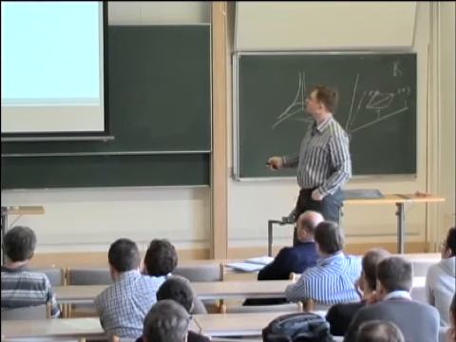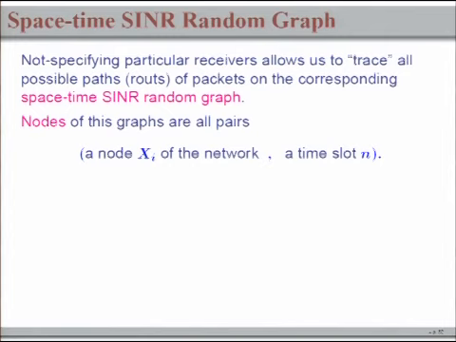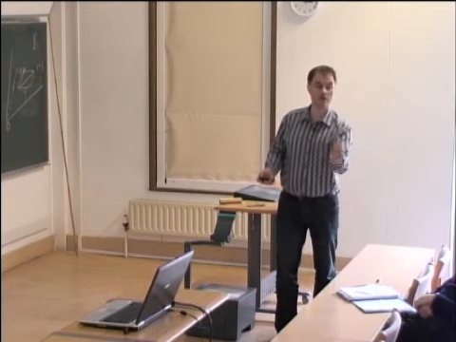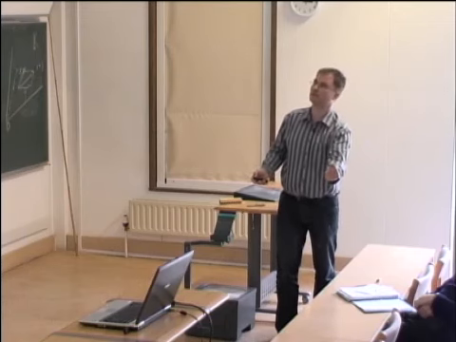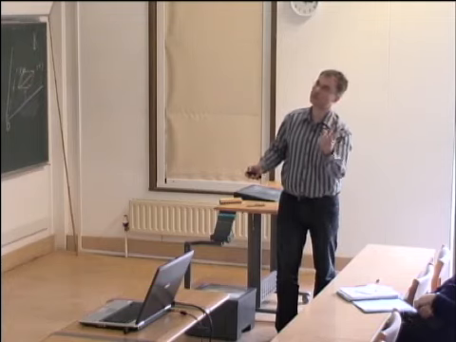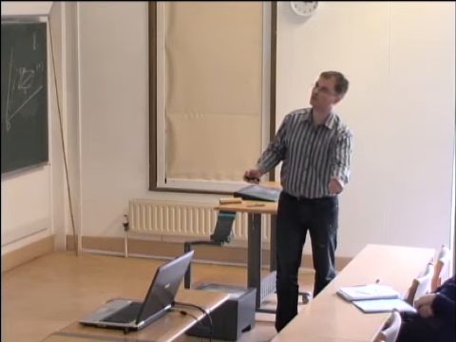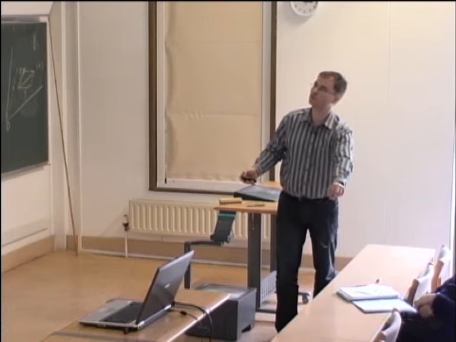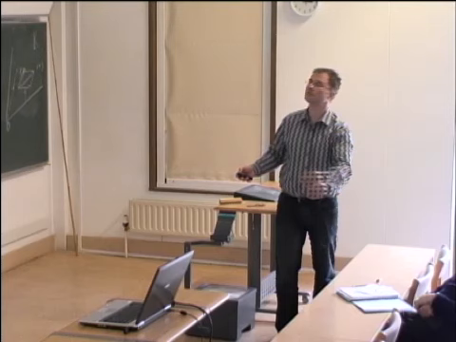So I'm constructing something that we call the space-time SINR random graph. And what does this mean? A node of this graph consists of a location on the plane, being some node, and a given time slot. So this is three-dimensional, one component being two-dimensional: a point of the Poisson point process. The other being some slot in time.